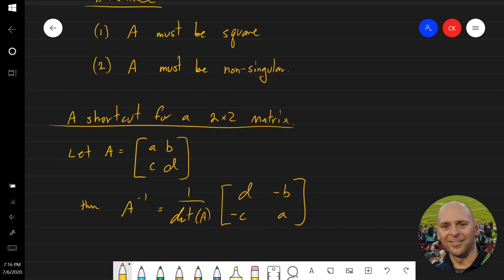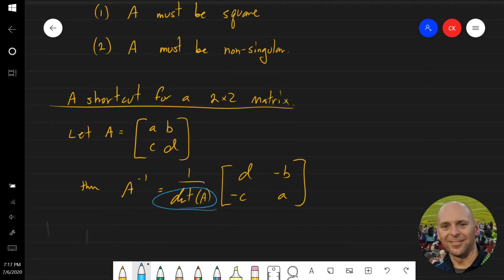So what we do on the shortcut is you're going to flip positions on the main diagonal. You'll see we go A, D, and then when we flip them, it's D, A. And then we negate the values on the off diagonal here. We then have to multiply by 1 over the determinant of A. Again, I know we haven't talked about what determinants are, but we will soon talk about those, so it's worth at least noting that this is what you're going to do.